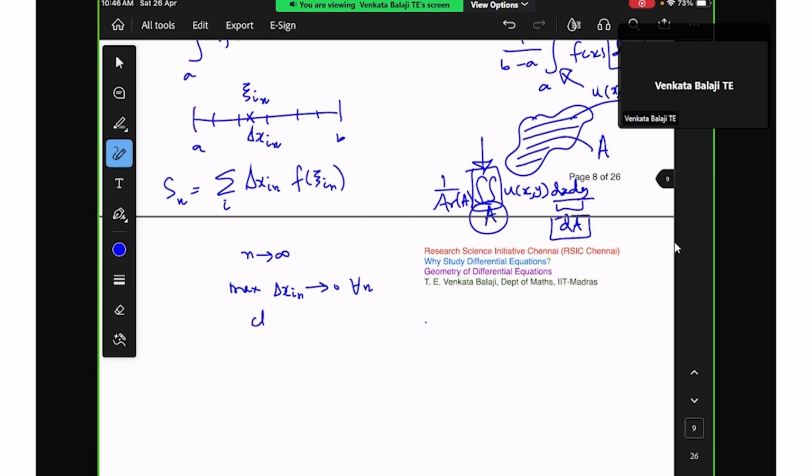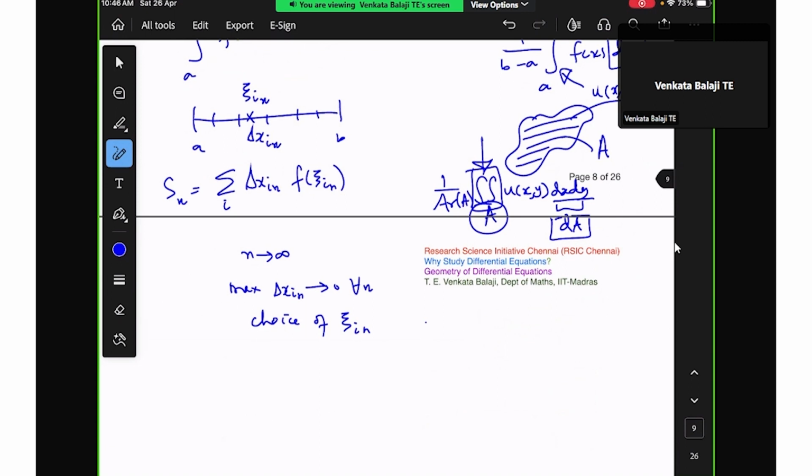The choice of x_i's in this interval. You can choose any x_i. For example, if you choose the left ones, you get what is called the lower sum. If you choose the right ones, you get the upper sum. The left sum, right sum, lower sum, upper sum. Probably lower sum and upper sum are for minimum and maximum, and left sum and right sum are for the left end point and right end point.